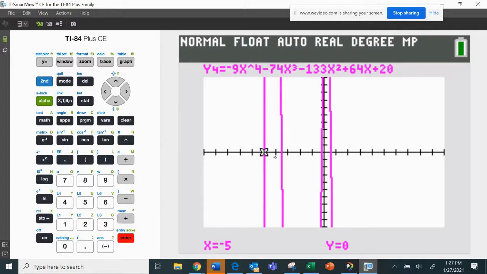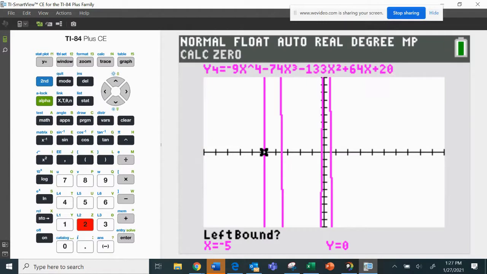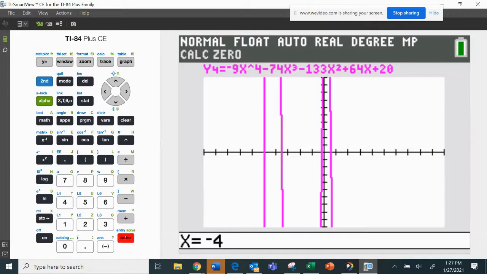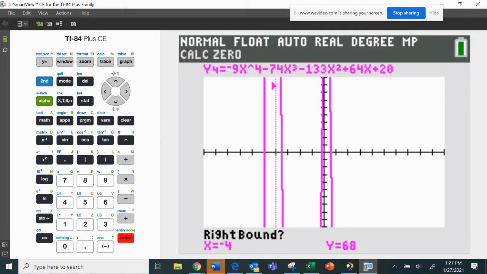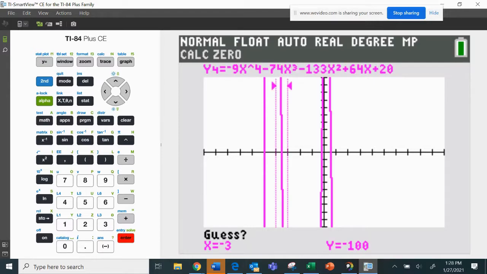So this next one, I already know this one's -5. The next one, I'm going to use my 0 to find it. So I'm going to do second trace, and I'm going to do number 2, which is 0. And it asks for the left boundary. So I need to pick something to the left of this, which -4 works. So I'll type that in and hit enter. And then it puts that boundary line. And then something to the right, looks like -3 would be to the right. And it puts a second boundary line. So you are telling the calculator, only look between these two.